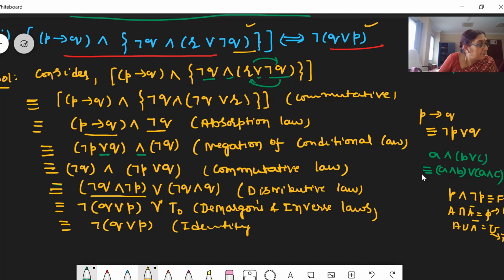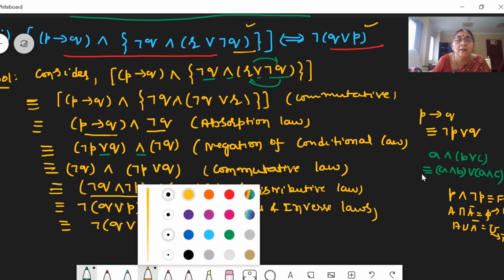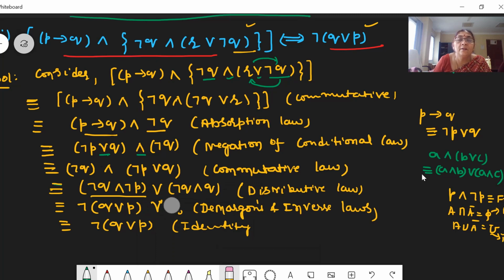Please try to understand that. I wrote T naught here, but it is actually F naught. I said it orally, but while writing I made a mistake. Now I'll correct it. This is nothing but F naught. Q ∧ ¬Q is nothing but F naught. This is the identity law. This is what we are expecting.